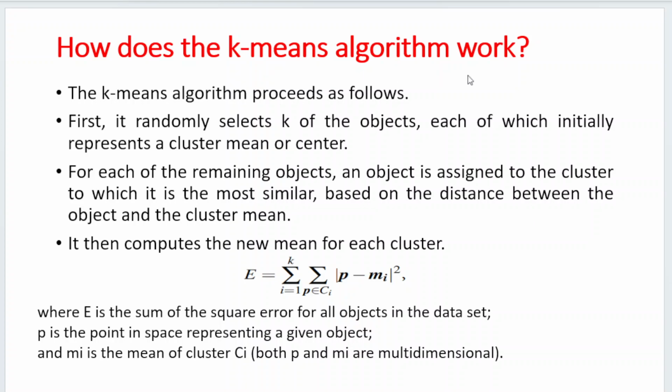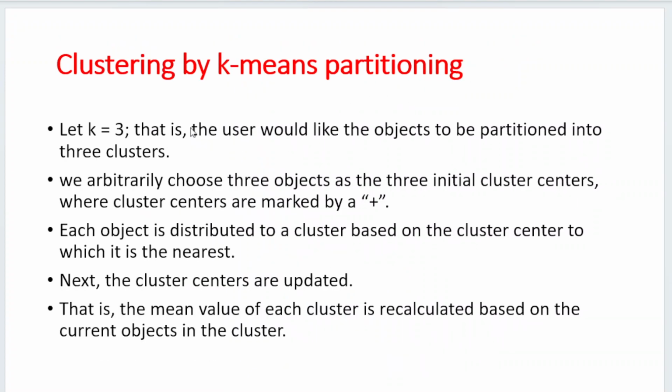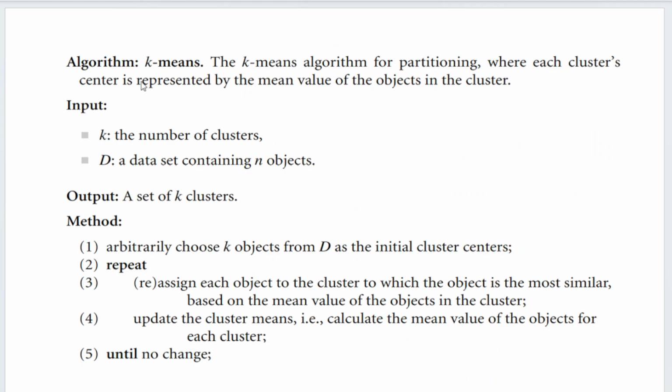Let's see how this K-means algorithm works, let's go for the algorithm first. The K-means algorithm is used for partitioning, where the cluster center is represented by the mean value of the objects in the cluster. So what is my input value here? K is my input value, which decides how many clusters have to be formed. And D is nothing but the data set containing n objects. And what is my output? Finally, I am going to get the clusters as the output.